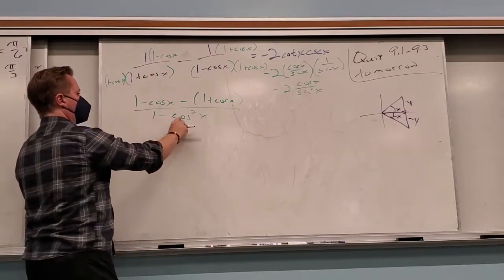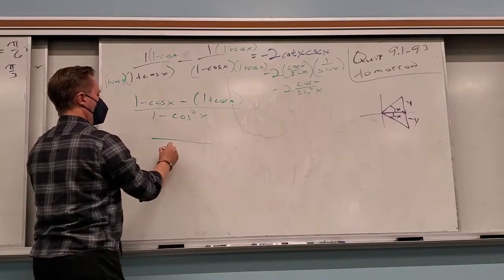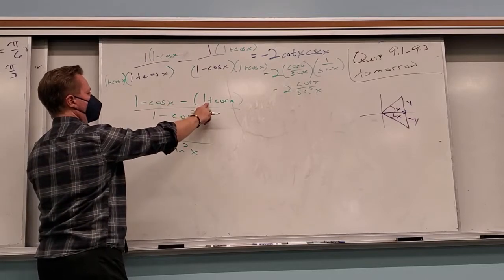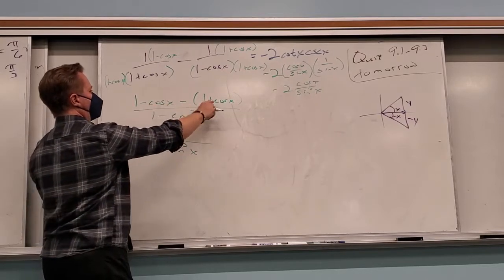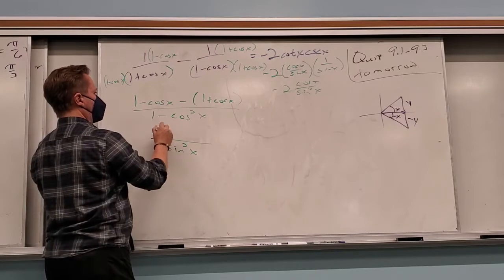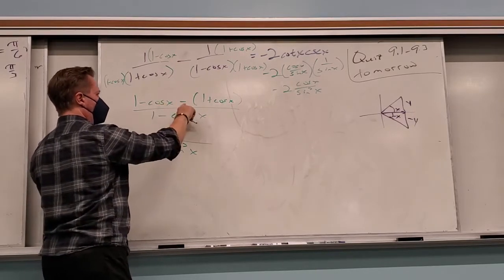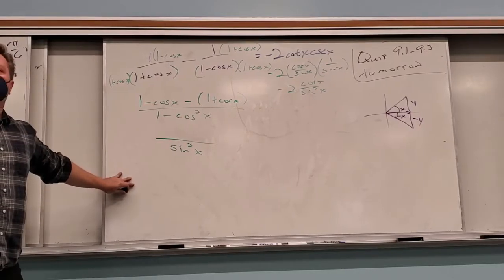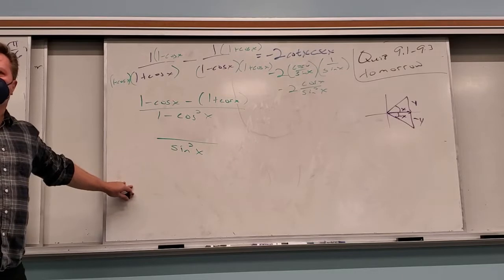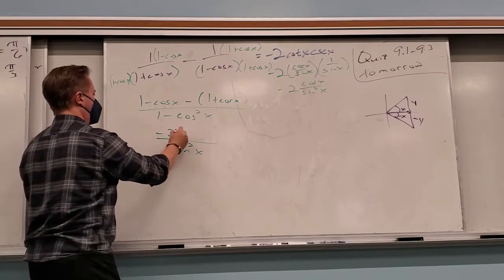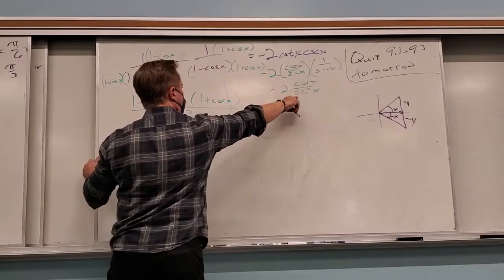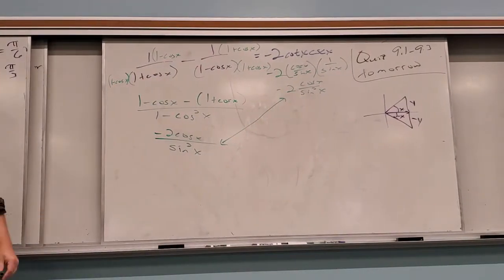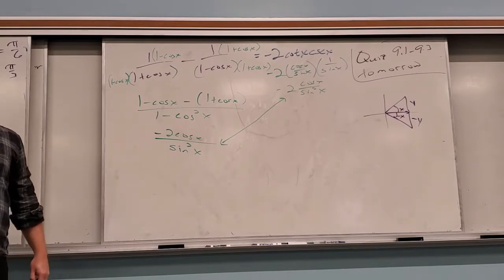What's on the bottom? What's 1 minus cosine squared? Sine squared. And what happens here? What's 1 minus 1? 0. And what's negative cosine minus cosine? Negative cosine, right? You guys see that? Negative cosine minus cosine. How many negative cosines do I have? 2. So negative 2 cosine. Are they the same? Yes. Is that better?